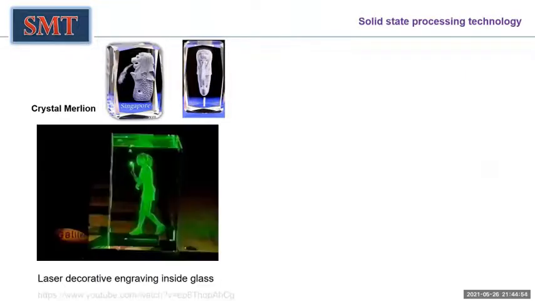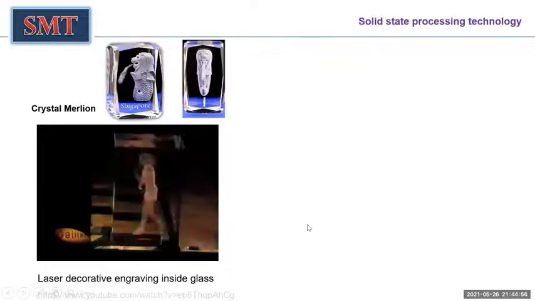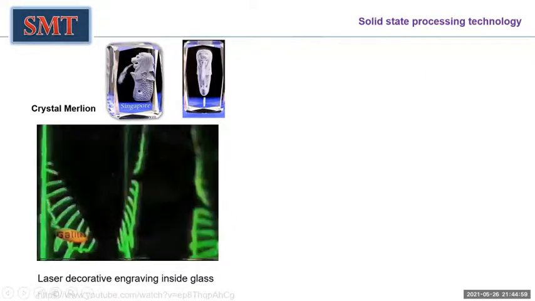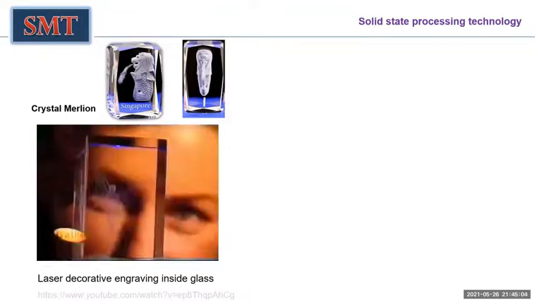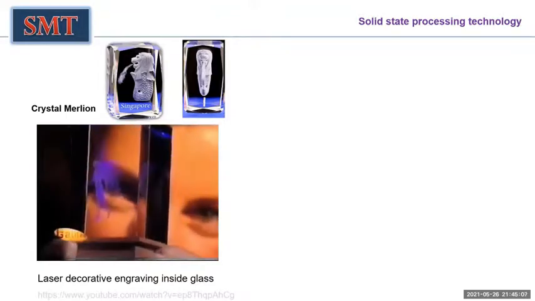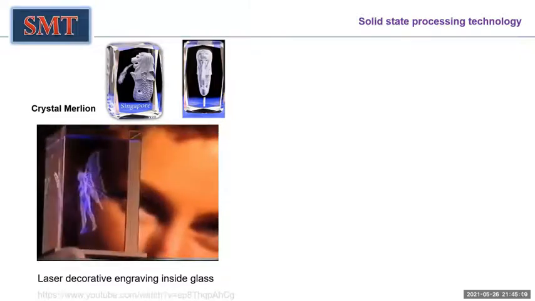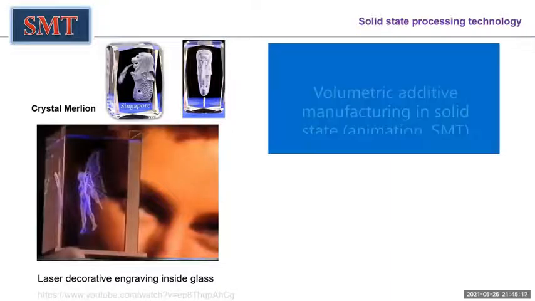Now, can we do that in solid instead of liquid? Because the previous ones all use liquid and cross-linking. And this one is made of this kind of glass, and that's actually solid state processing technology. Here we go, a video. It's a piece of glass, it's solid, and using laser engraving, a shape comes out inside of it. Actually, the purpose of using laser is to generate cracks inside so that we can see the feature we want to embed.